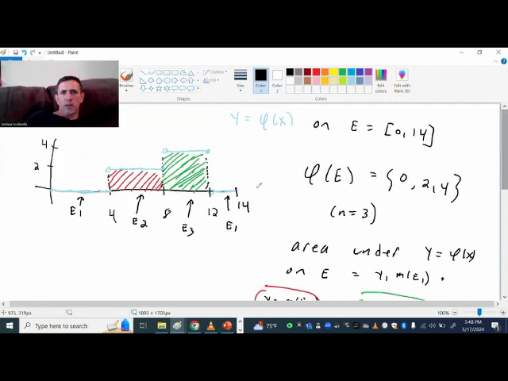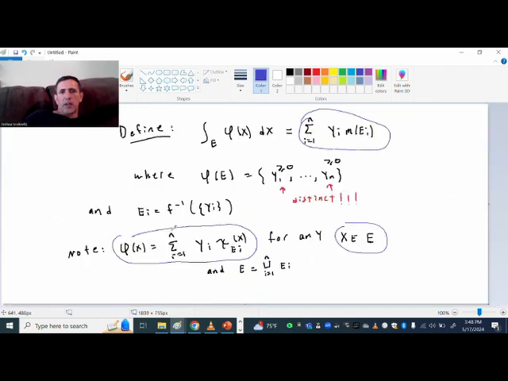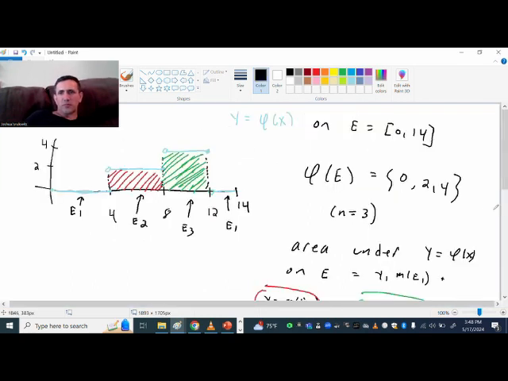Now, of course, we could have the image be more than 3 elements. That just would be a little more annoying to write. But you can imagine an example like this where the image was maybe 5 elements, 10 elements, whatever. And as long as the E's graphically are nice, then intuitively, the sum, again, is the area under this curve. So now that makes intuitive sense.